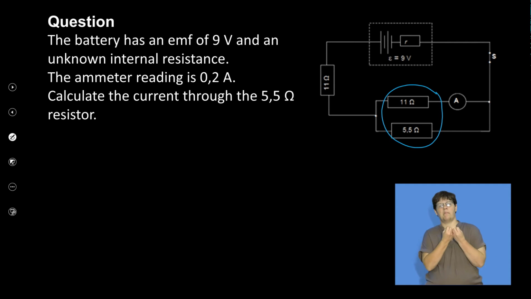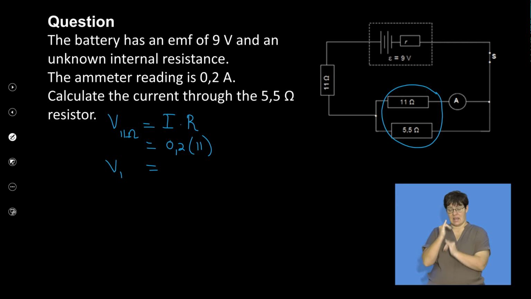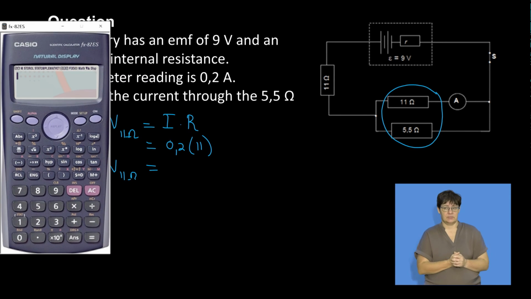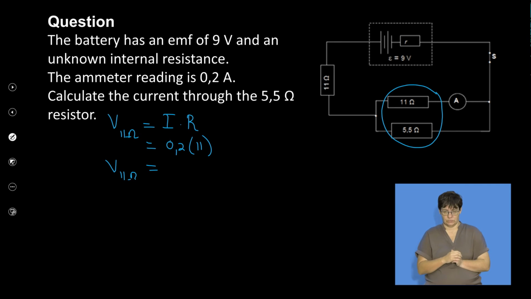We can first determine the voltage across the 11 ohms. So V across the 11 ohms is equal to the current multiplied by that resistance. The current, we are told, through the 11 ohm is 0.2. The resistance is 11. So what is the voltage across the 11 ohm? If we go to our calculator quickly, 0.2 multiplied by 11 gives us 2.2. So that's 2.2 volts.